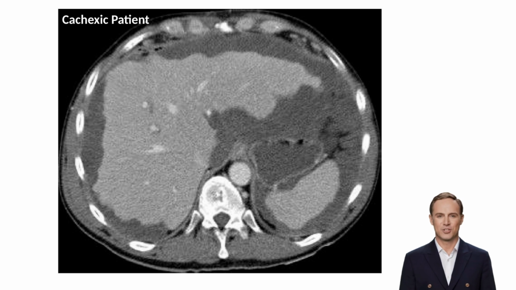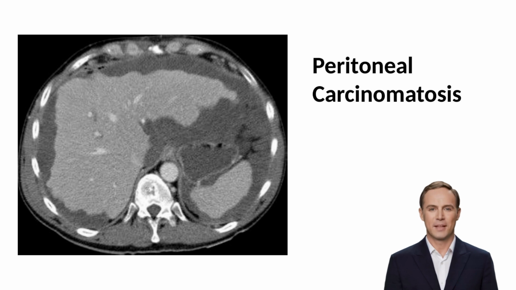So this case has a history of cachexia. What do we see? Ascites along with scalloping of liver margins. In what disease entity do we see such a picture? Ascites with scalloping of liver margins is classically described in cases of peritoneal carcinomatosis, and it was the case here. So let's move to the next one.